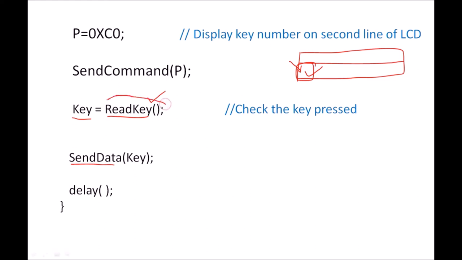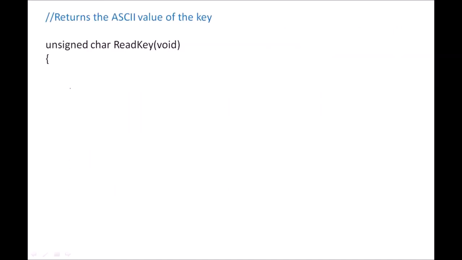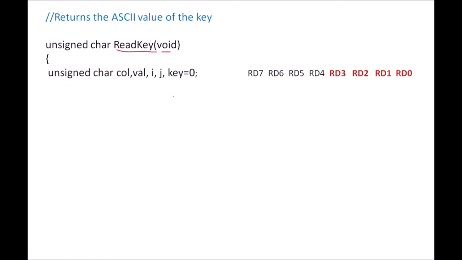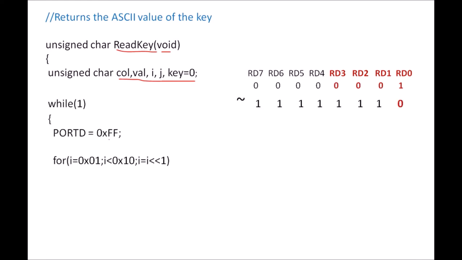Now the main thing is how to detect which key is pressed by the user. That logic we'll use in the read key function. This function is declared here: unsigned character read key. It is going to return a character and takes void. Here a few variables are declared. If we want, we can use this variable. Now again it is written in while 1. So on port D, again logic 1 is given to all terminals of port D.